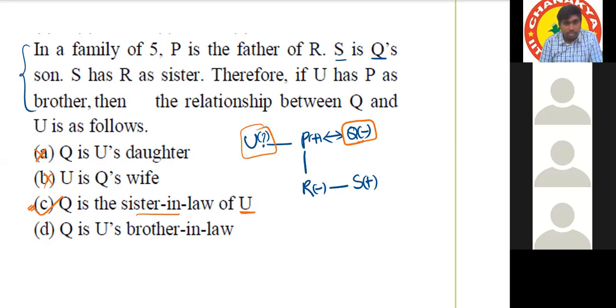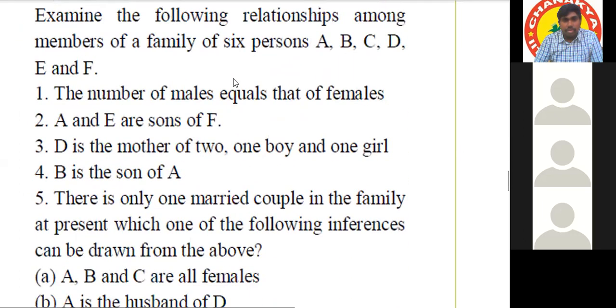Then we'll check this one also. Q is U's brother-in-law. How will it be possible? Because Q is a female, it is not possible. She cannot be brother-in-law. Very good. Try to answer this.